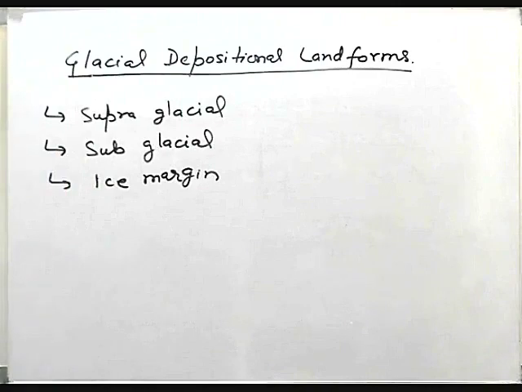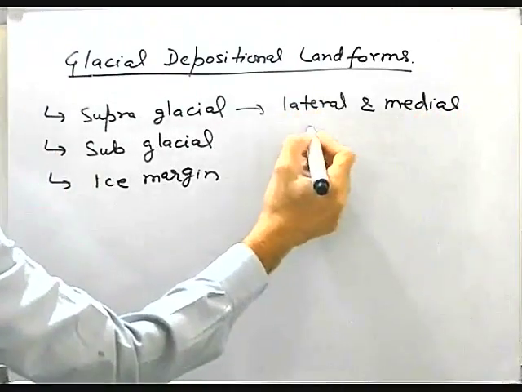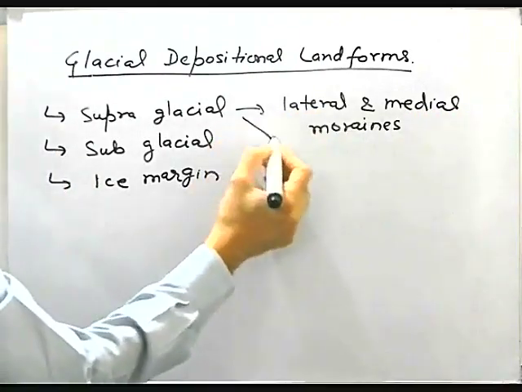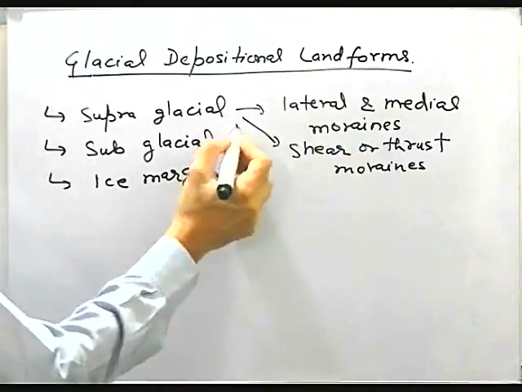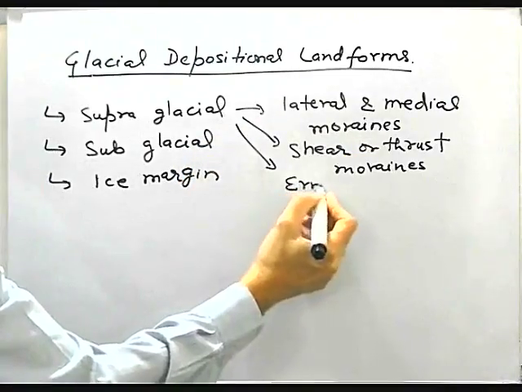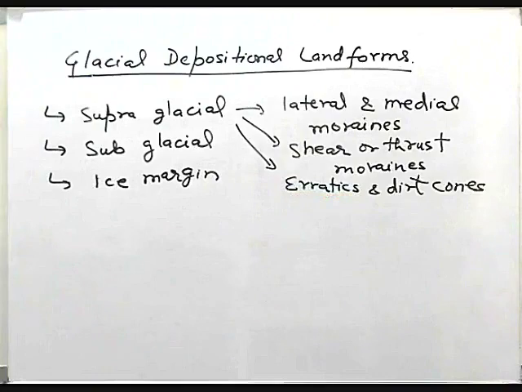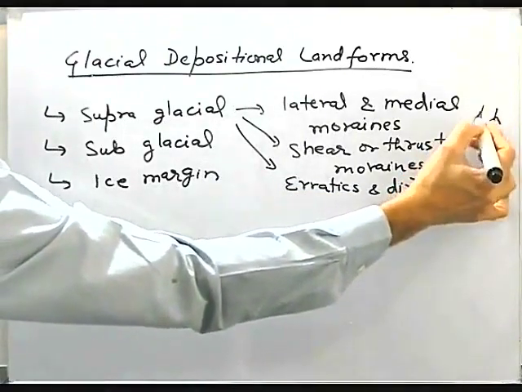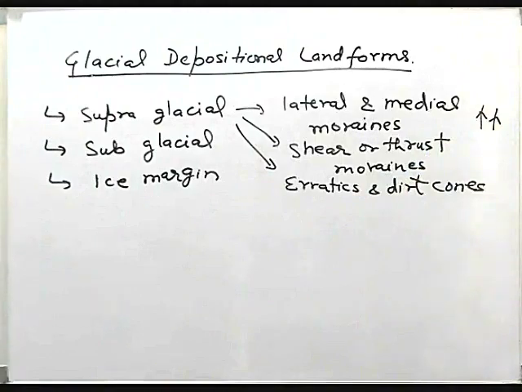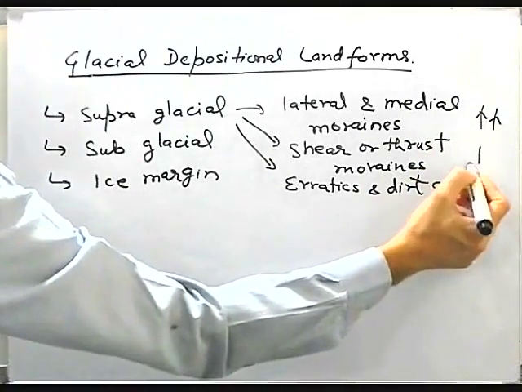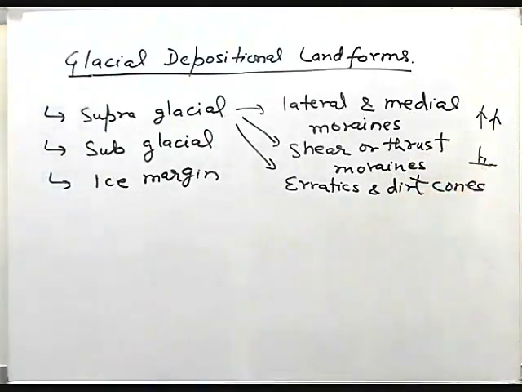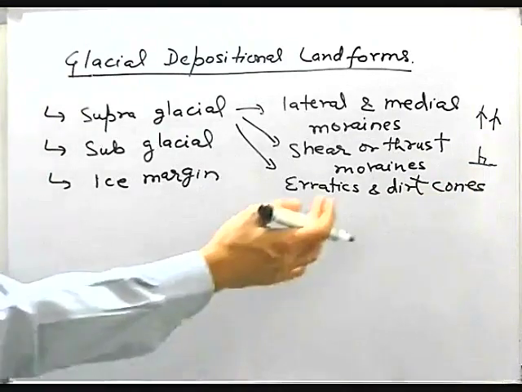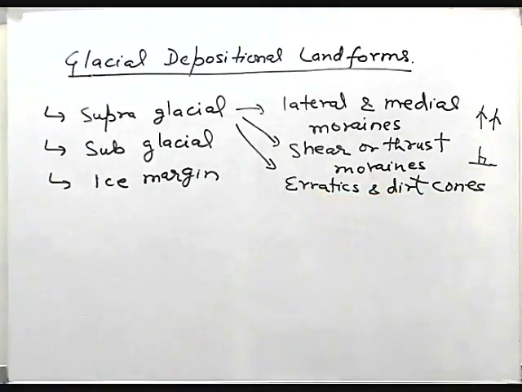Supraglacial debris includes lateral and medial moraines. They also include shear or thrust moraines, and this also includes erratics and dirt cones. Now, lateral and medial moraines are parallel to the flow of ice. Shear or thrust moraines form perpendicular to the flow of ice. And erratics and dirt cones do not have any relationship with the direction of flow of ice.